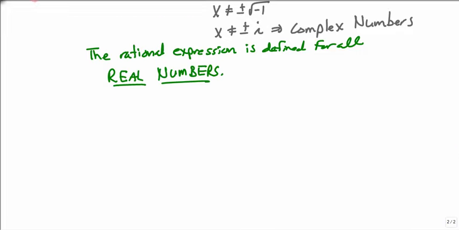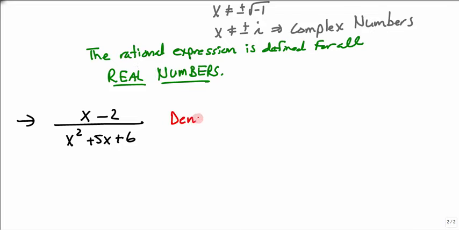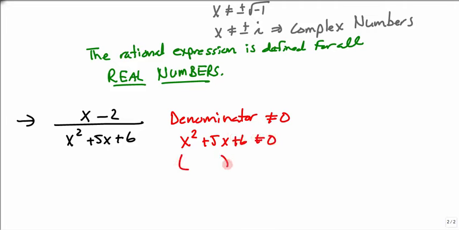Now sometimes I can be given a quadratic in my expression. I could have something, let's say like x minus 2 over x squared plus 5x plus 6. Okay, so I still have the same case. The denominator cannot equal 0. So my denominator x squared plus 5x plus 6 cannot equal 0. Again, I hope that this factors. If not, I'll have to use the quadratic formula. And this does factor into x plus 2 times x plus 3.